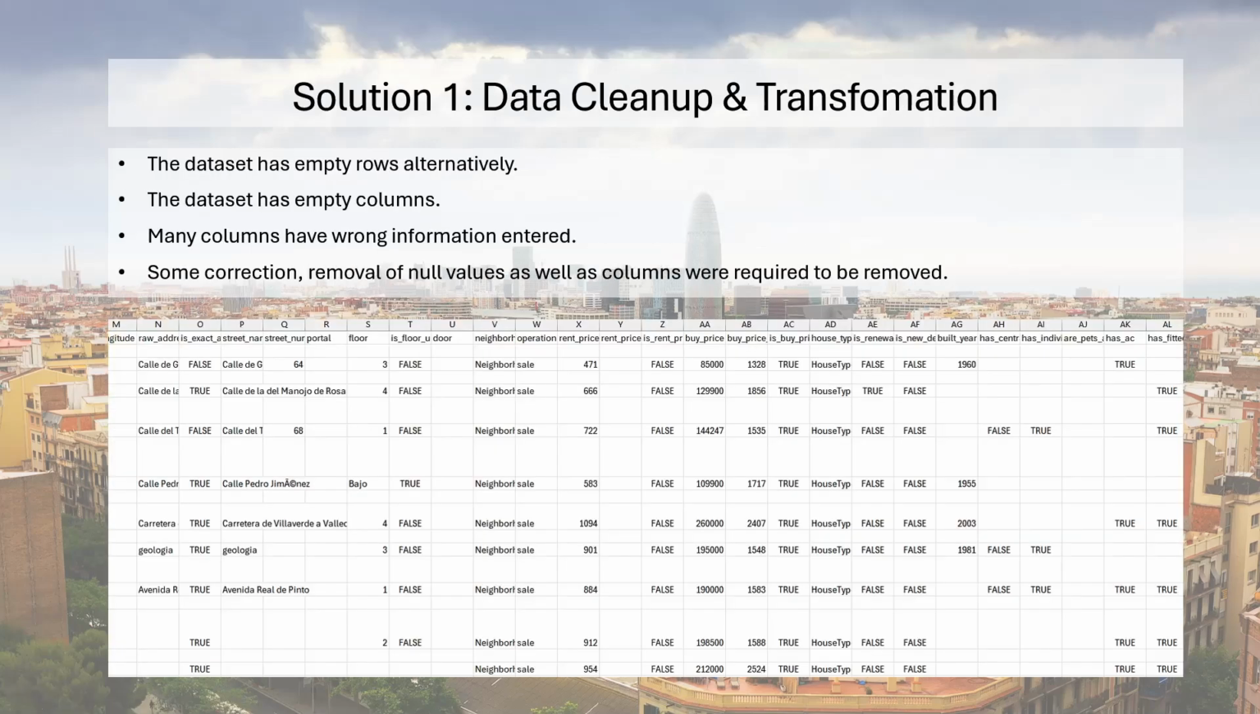Let's begin. First solution, data cleanup and transformation. So this data has empty rows. Also, the dataset has empty columns. Many columns have wrong information entered. Some correction was required. In some cases, removal of null values was also required, and some columns were also removed.